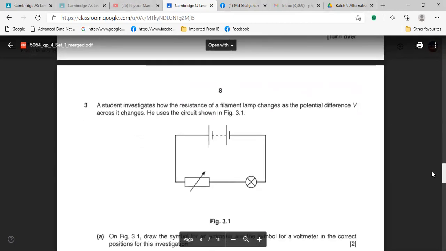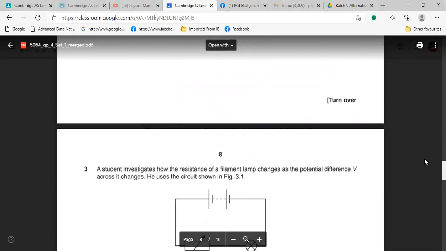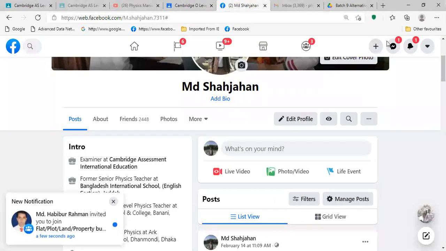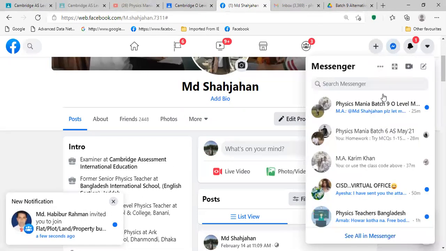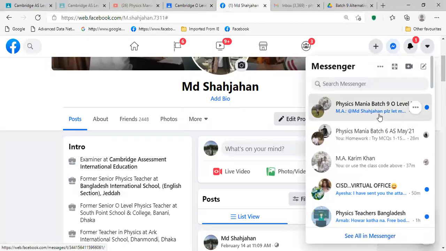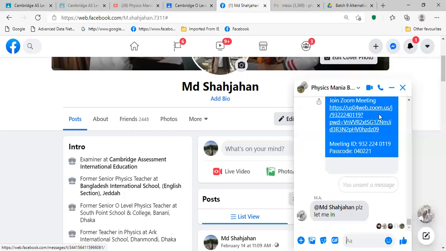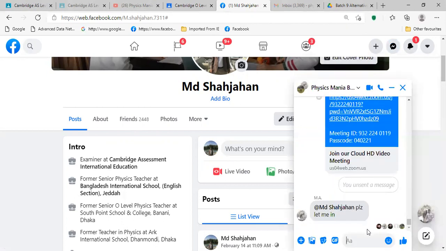Sir, I'm done with the graph. Who? Sir, me. You are done, mashallah. Then can you send the screenshot? Yes, sir, it will take just 2 minutes. Do it in the group. You send it in the group here.